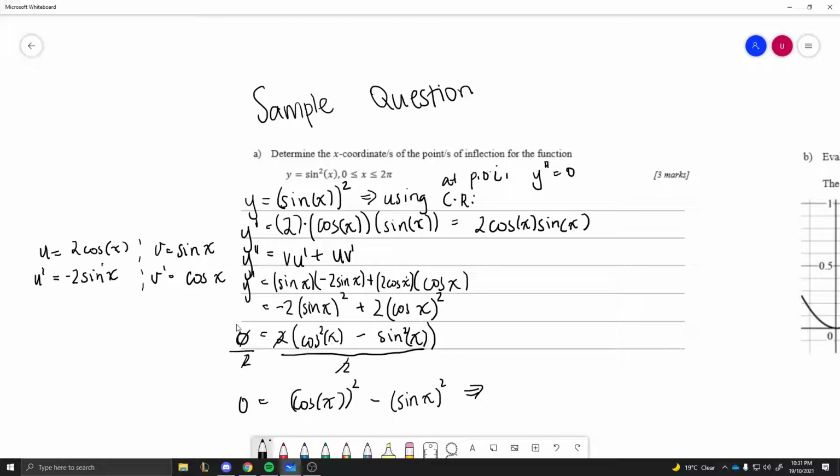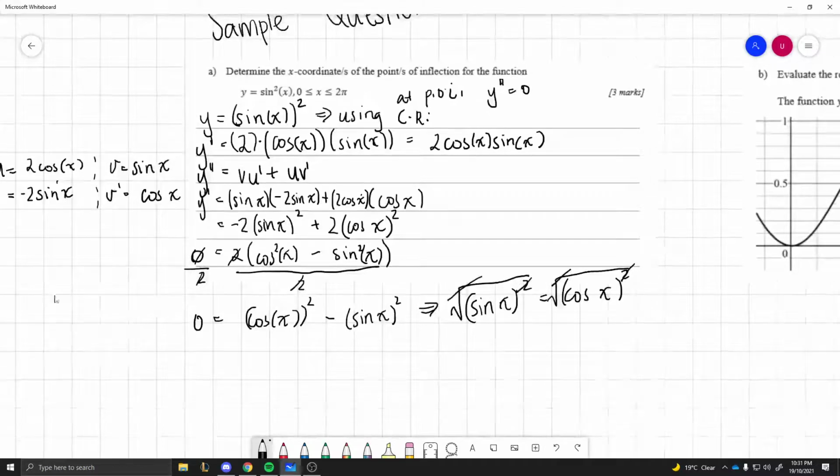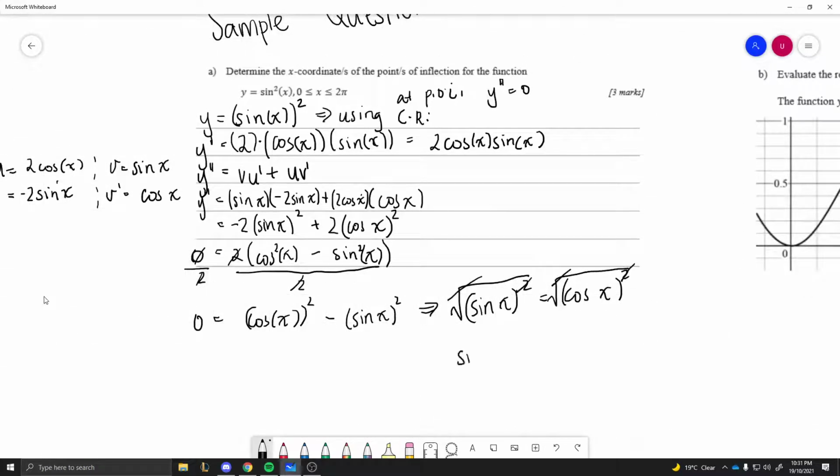So this will be sine x squared is equal to cos x squared. And now because both of these are equal, we can take the square root of both sides. What that will do is just cancel the square and the square root, since we've taken the square root of both sides. So we end up with sine x is equal to cos x.